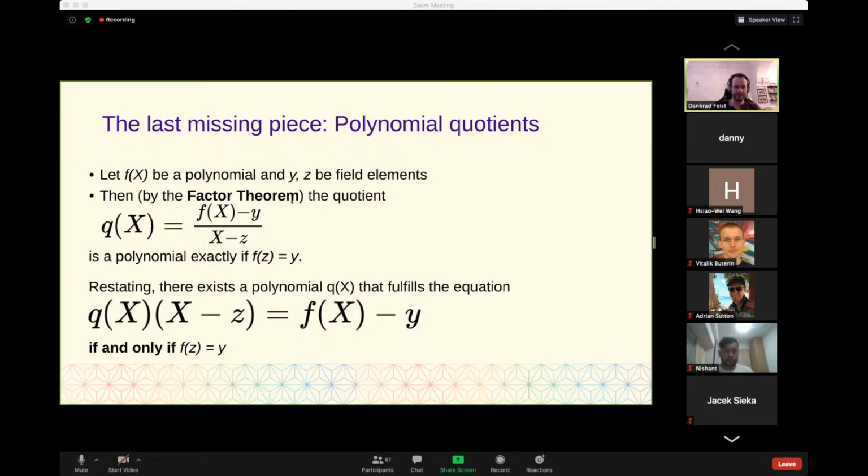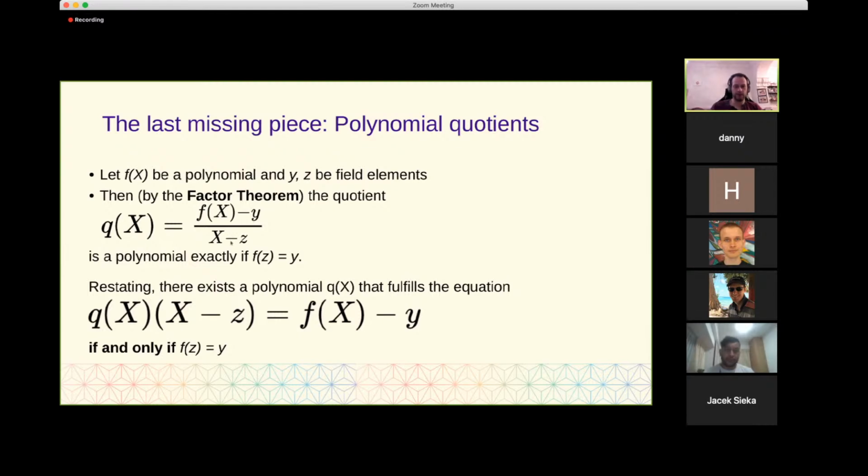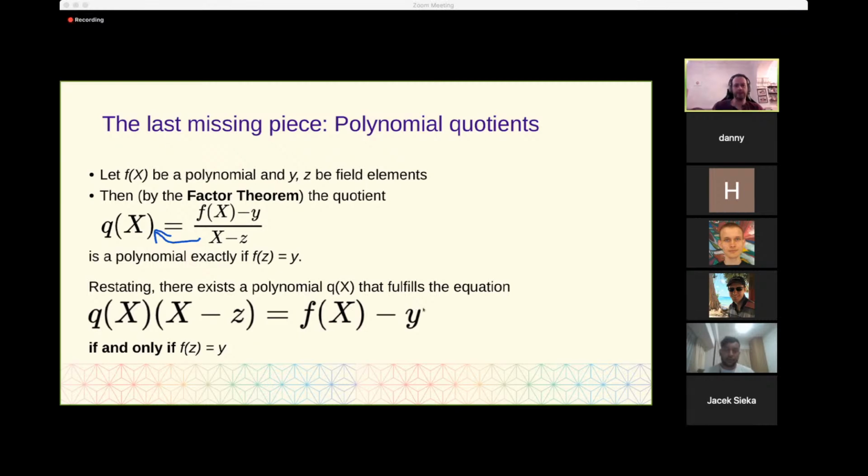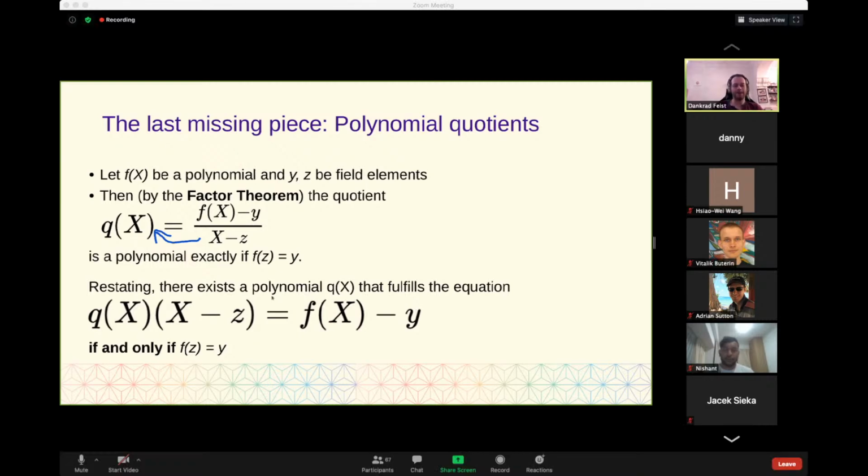Basically what it says is this quotient, f of x minus y divided by x minus z, is a polynomial. I mean, it doesn't look like a polynomial at first. It's a rational function, right? It's a division of two polynomials, which we call a rational function. And it's a polynomial if f of z equals y. You can restate that another way: multiply this equation by x minus z to bring it to the other side. Then there exists some polynomial q of x that fulfills the equation q of x times x minus z is equal to f of x minus y if and only if f of z equals y.